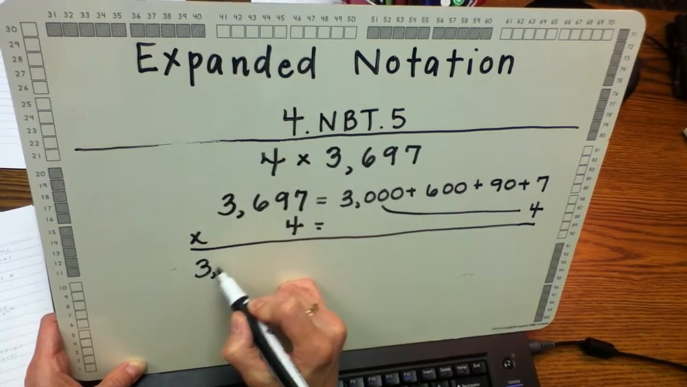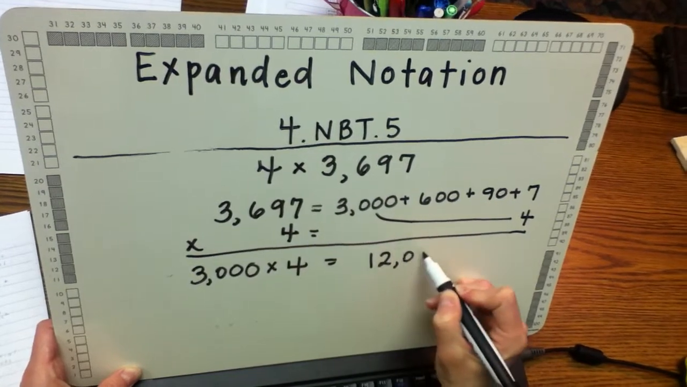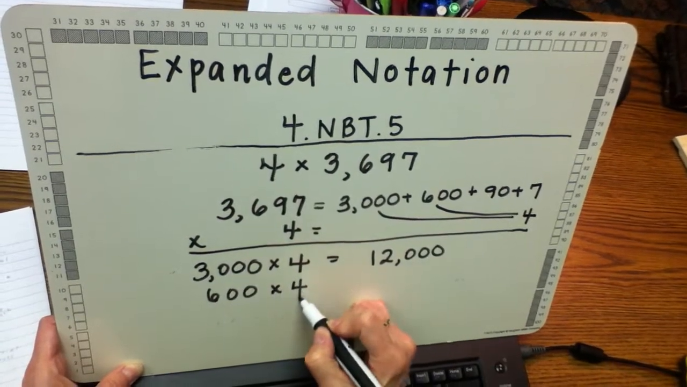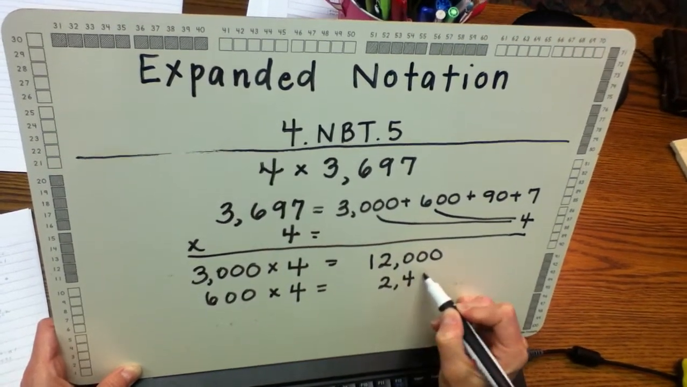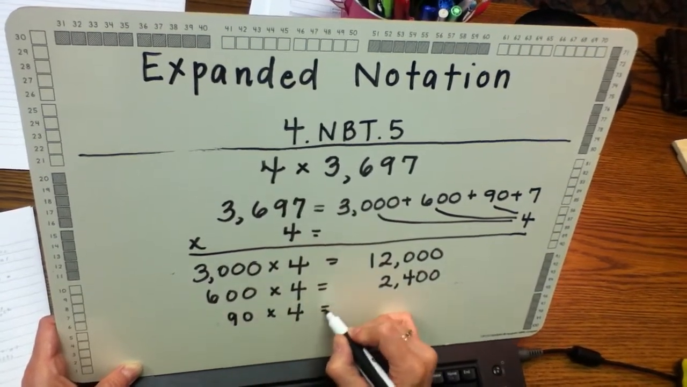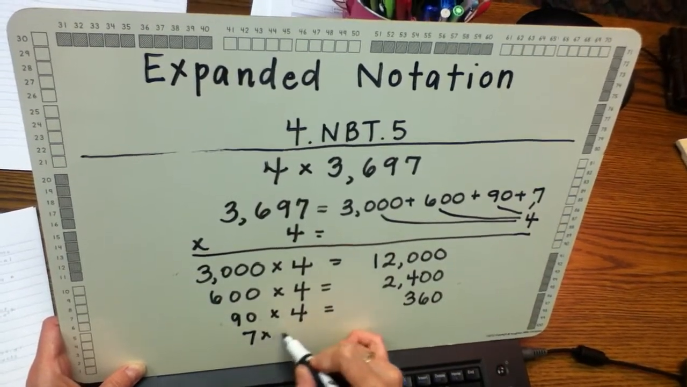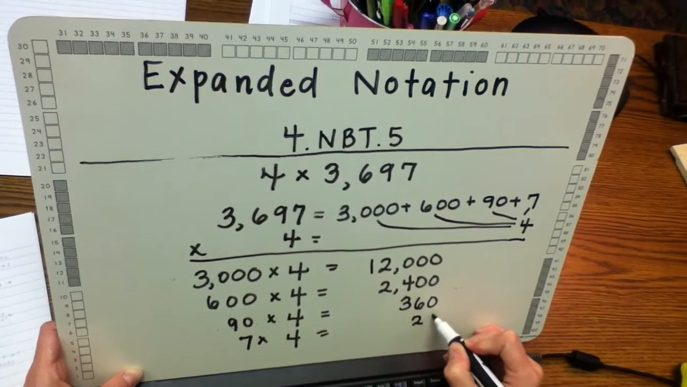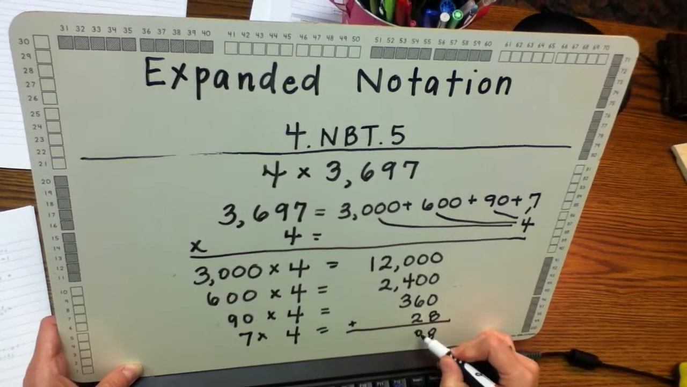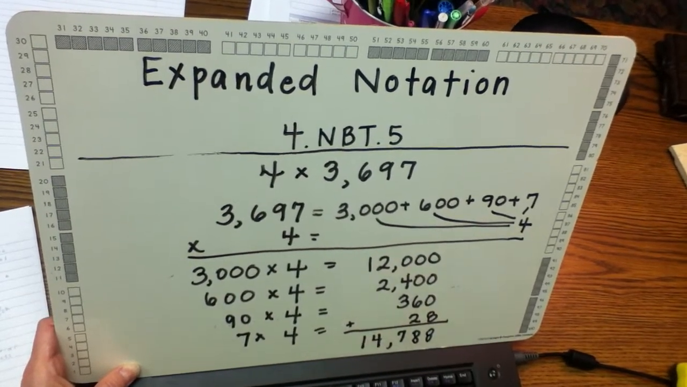so they may want to draw lines to show what they're multiplying. So I've got 3,000 times 4. And that gives me 12,000. And then I'm going to do 600 times 4, which is 2,400. I'm going to do 90 times 4, which is 360. And then I do 7 times 4. So I've got my last partial product, which is 28. So then I add all my partial products, and my answer is 14,788.